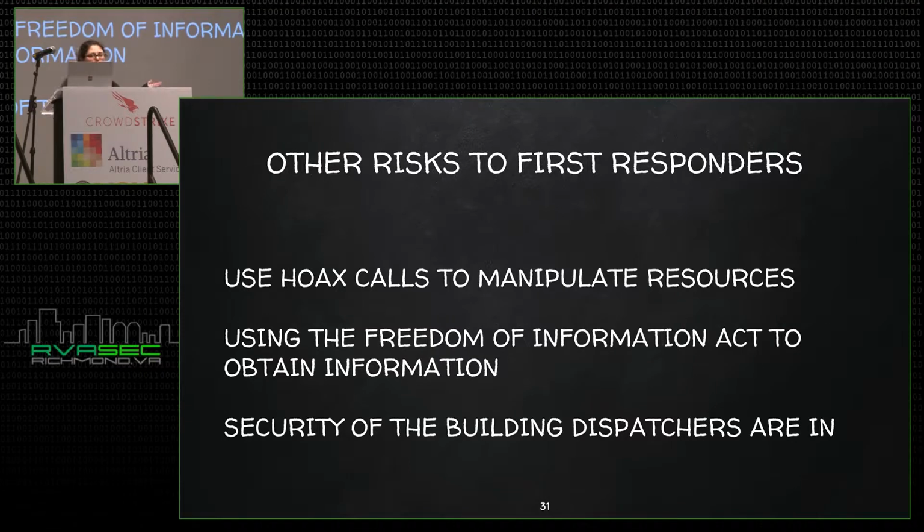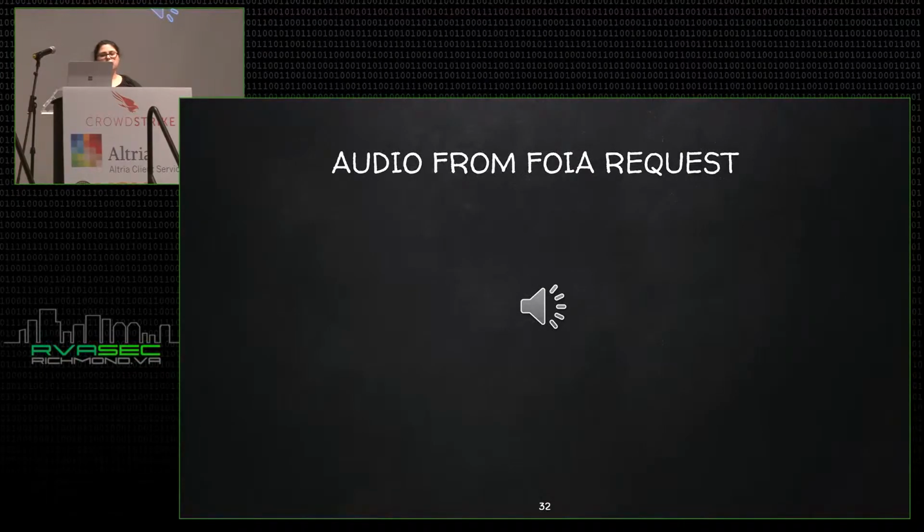So we also have some other risks to first responders. They can use hoax calls to manipulate services and resources. You can use the Freedom of Information Act to obtain information that you can use for nefarious reasons or harassment. And then the actual physical security of the building, which not a lot of people think about, especially in smaller places where they're country, there's not a lot of crime. They don't really think about it. I'm going very fast, sorry.